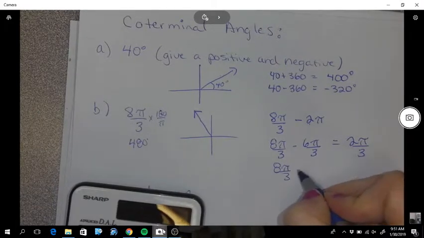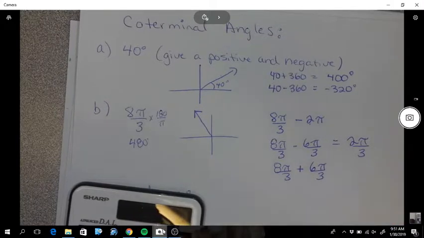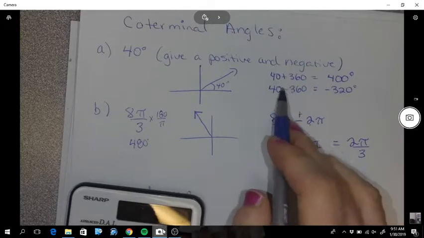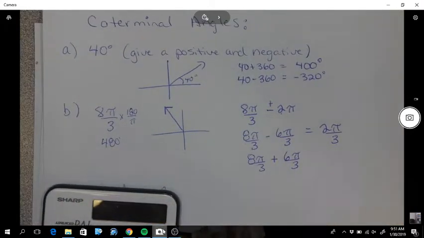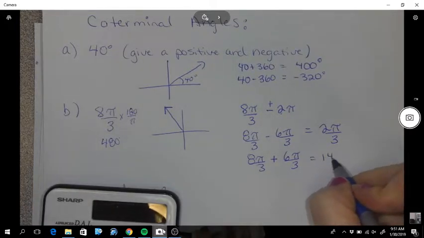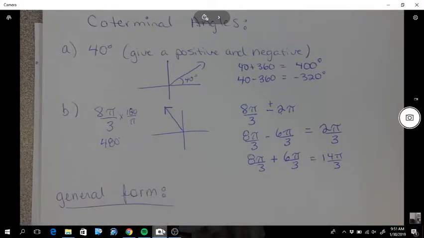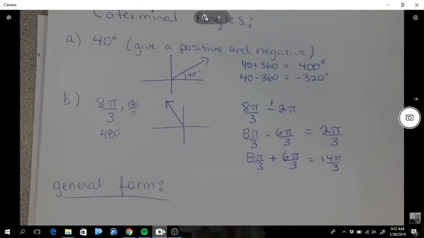And I could also rotate forward a full circle. So 8 pi over 3 plus 2 pi. Okay, so that's really what you want to do. Same thing we did here, plus or minus 360. Here we're going to add or subtract 2 pi because that is a full circle. So this is 14 pi over 3. So those are some coterminal angles. Same thing, but 360 in radians is 2 pi.